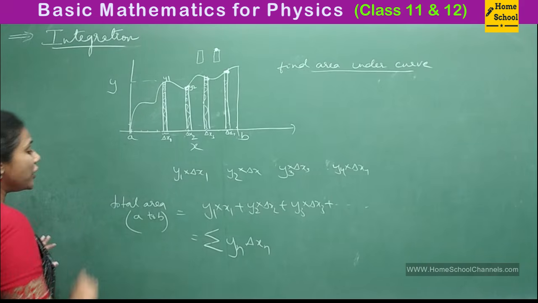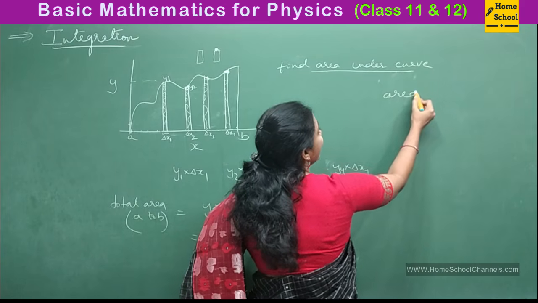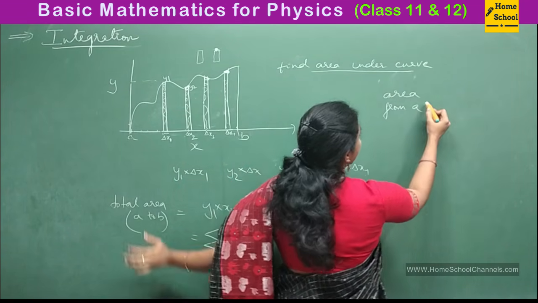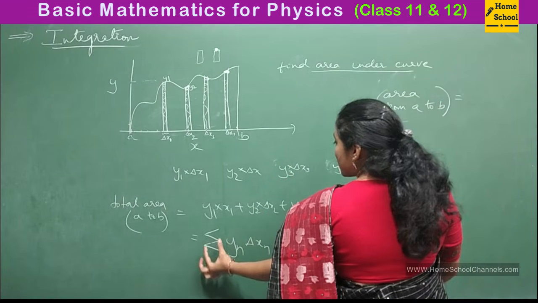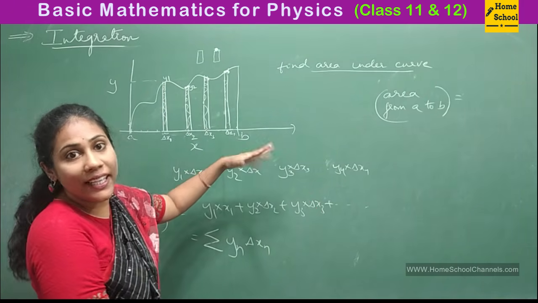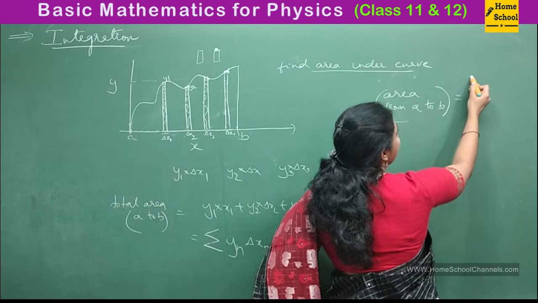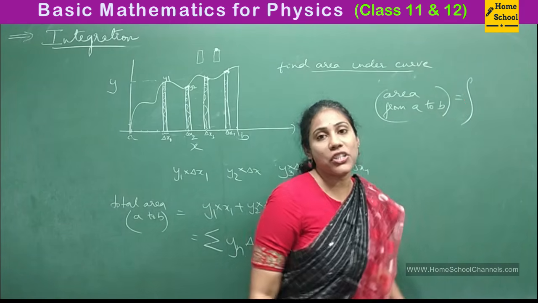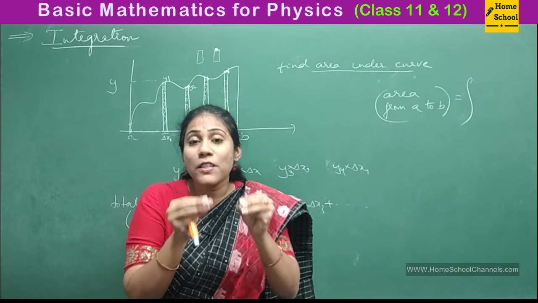So instead of that, if you want to find the area from A to B, this much area, we can't use summation because small regions are missing out. They are not counted in our rectangles, right? So to correct that, we will use a factor called this. This is the symbol for integration. Integration means what? Joining smaller and smaller pieces.